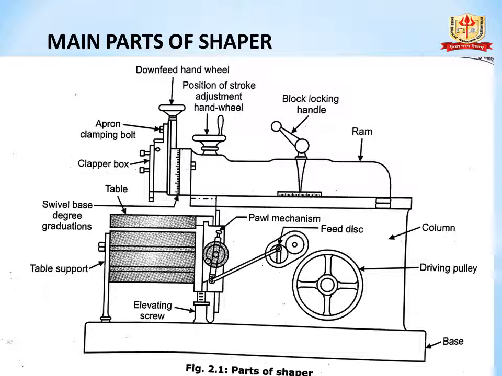Tool post is mounted on the clapper block which is rigidly supported in the clapper box during the forward cutting stroke. During the return stroke, the block swings out of the box on the hinge to keep the tool clear of the workpiece, making it an idle stroke. These are the main parts of the shaper.